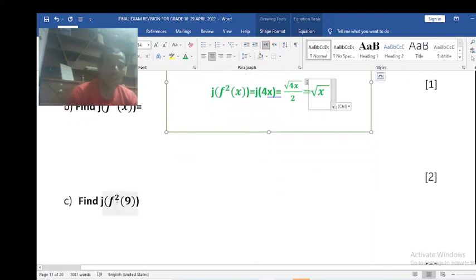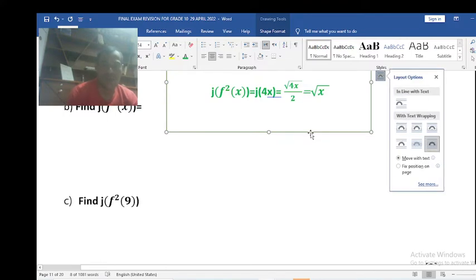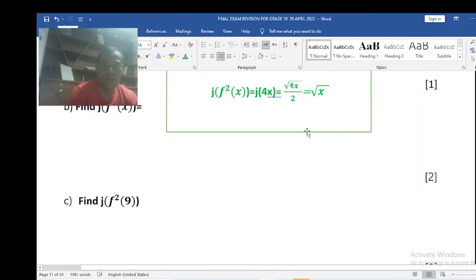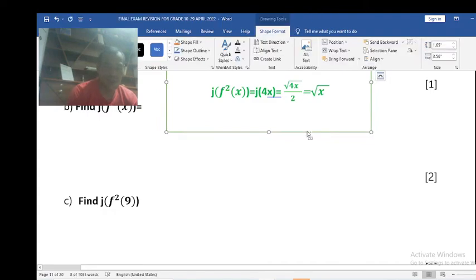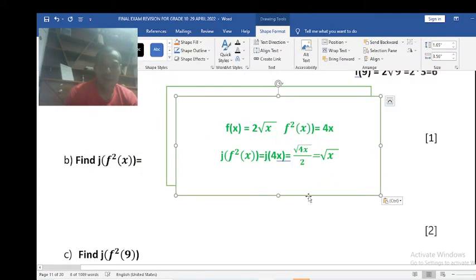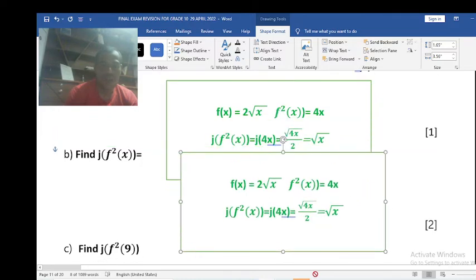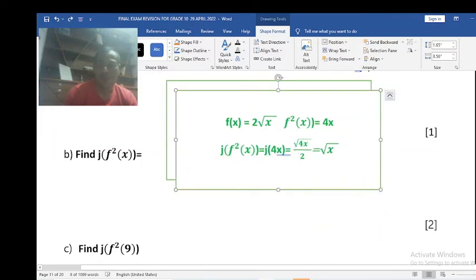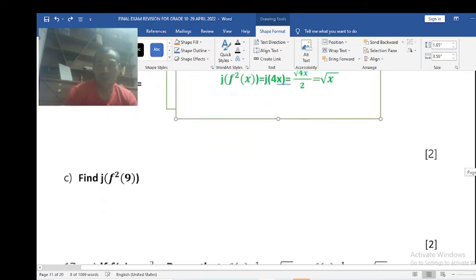Find g of f squared of 9. It's just substitution here. I will use this fact. No need for all of this, I'll just do Control C. Okay, for this question C, go down.